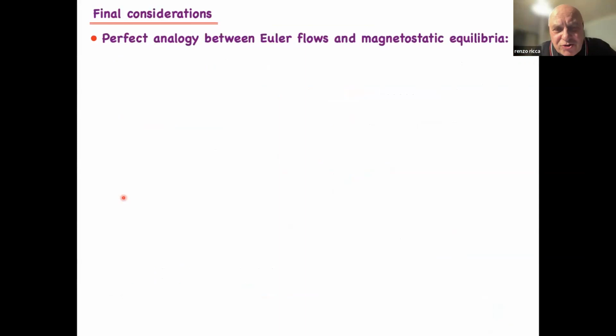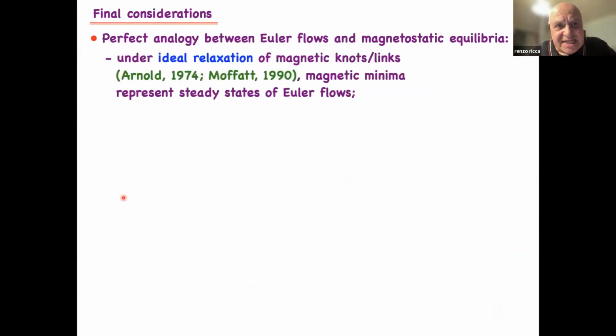I want to conclude my talk by drawing on an analogy. So bear with me, this is a little bit off the track. We can rely on a perfect analogy between Euler flows and magnetostatic equilibria. This is very well known, at least in mathematical physics, under ideal relaxation of magnetic knots and links. We know that magnetic minima represent steady states of Euler flows. So if you are able to consider magnetic minima in terms of knots and links, then you would have information on the possible or virtual minimum energy state of a knotted configuration for Euler flows, for ideal Euler equations.